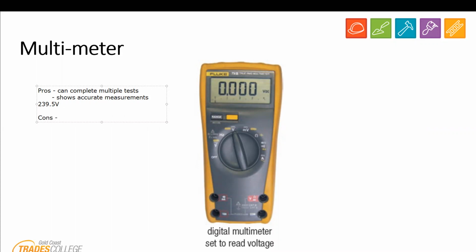So the cons, the biggest con with these, is that if you have the meter on the wrong scale, it will give you an incorrect reading, which is obviously dangerous. If you're trying to measure 230 volts AC on the DC range, which is on the screen, it's going to say 0. There's going to be 230 volts of live voltage there, and it's going to read 0. So it's incredibly dangerous from that point of view.